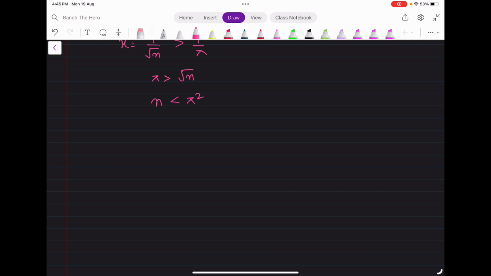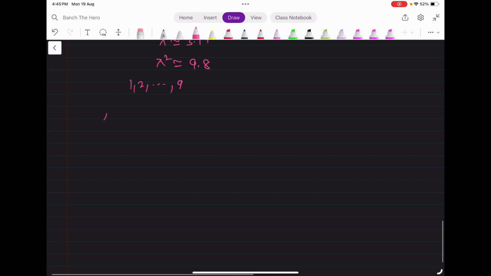So how many solutions are possible? We know that pi is around 3.14. So if we just do the square of pi, what do we get? Approximately 9.8, right? So pi square is approximately 9.8. So how many values are satisfying for n? So n can take value 1, 2, and so on up to 9. So it means number of solutions in the second part is 9. And what is the second option saying?